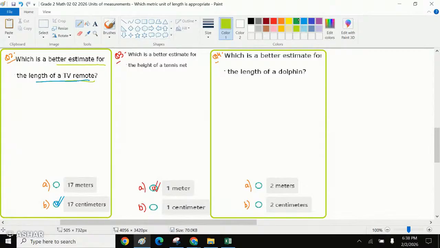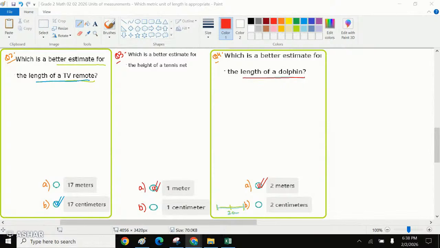2 centimeters, we know that this is 2 centimeter, 1 centimeter, 2 centimeter. Can the length of a dolphin be 2 centimeters? Have you ever seen this big dolphin, like 2 finger space? No, we have never seen. Yes, this has to be option A, because the length of the dolphin has to be in meters. It has to be in meters.